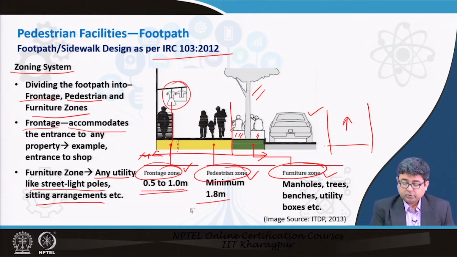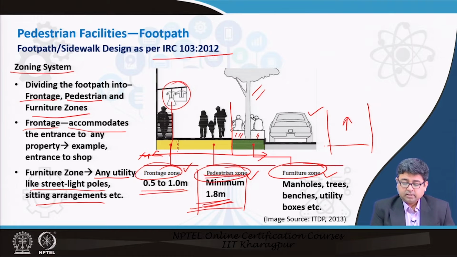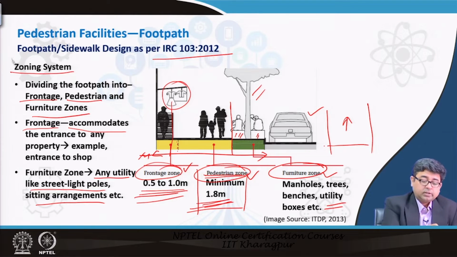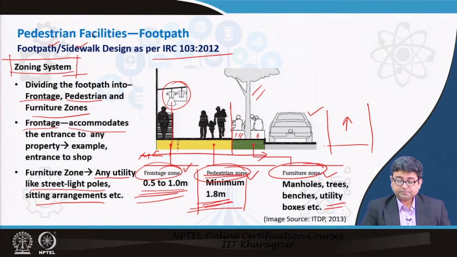The pedestrian zone, IRC recommends, should be at least a minimum of 1.8 meters. That depends upon what type of area you are in, but it says no less than a 1.8 meter clear pedestrian zone. A frontage zone should be different and a furniture zone should be different. So, that is what is called the zoning system for a footpath or a sidewalk as per IRC.